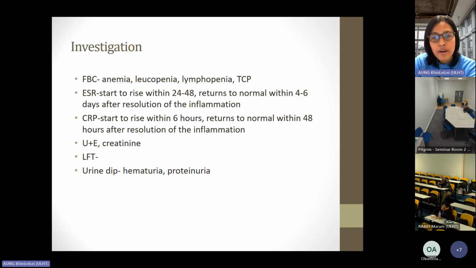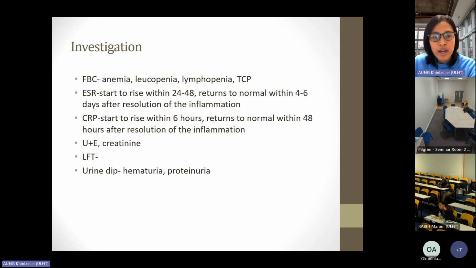So check for ESR and the CRP. In fact, these are the inflammatory markers. The strange thing is that in the patient with lupus, unless the patient has synovitis, joint swelling, or infection, usually the CRP is normal. The ESR will be raised only. So ESR usually starts to rise within 1 to 2 days, returns to normal within 4 to 6 days. CRP is very quick, starts to rise within 6 hours, returns to normal within 48 hours.